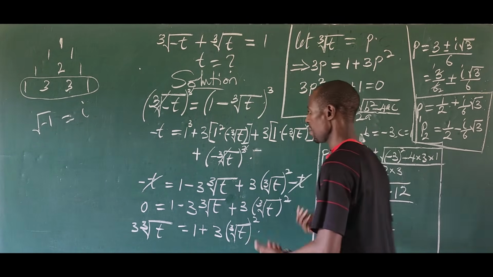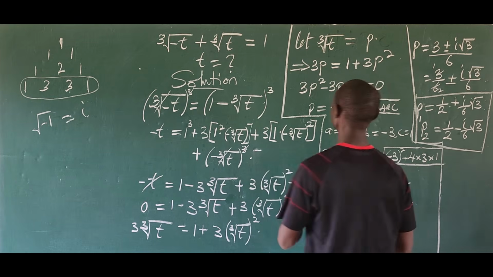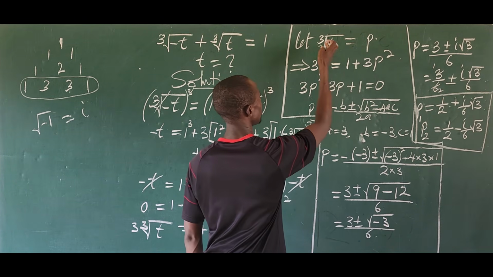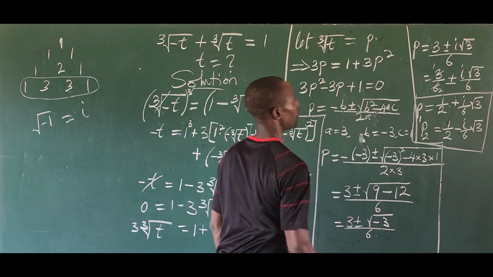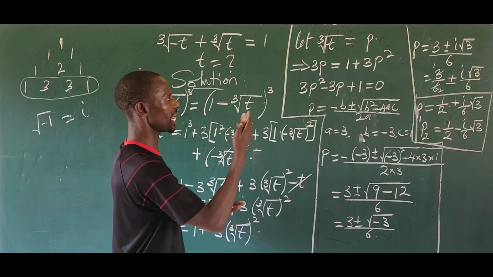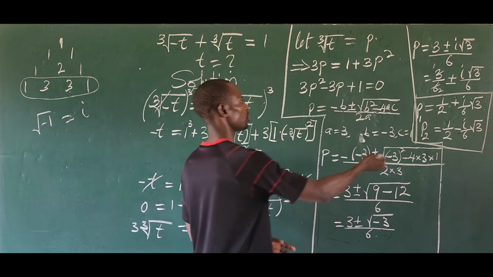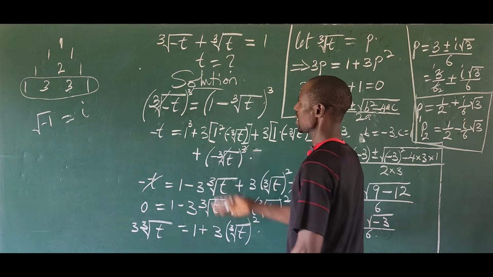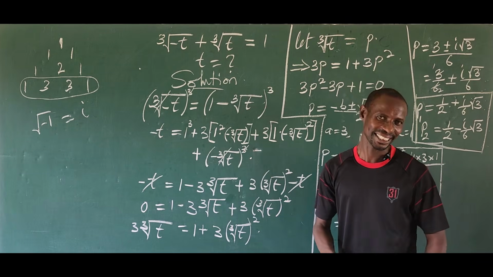But we recall a place where we said, let p be something. Yes, we said let the cube root of t be equal to p. So we're solving for the actual value of t. How do we get the value of t? We're going to substitute each of these values into this expression here. So let's continue and see what this gives us in turn.